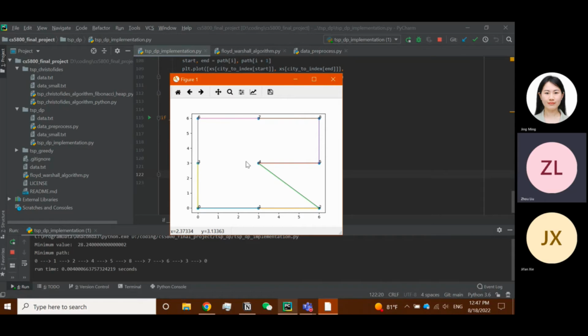Here, my input has a data size of 9 cities. It found the shortest path with the value 28, and the minimum path is from 0, 1, 2, 4, 5, 8, 7, 6, 3, and back to 0. It can be executed in a very short time, but it cannot work on our bigger data set with 34 cities because of the high complexity.